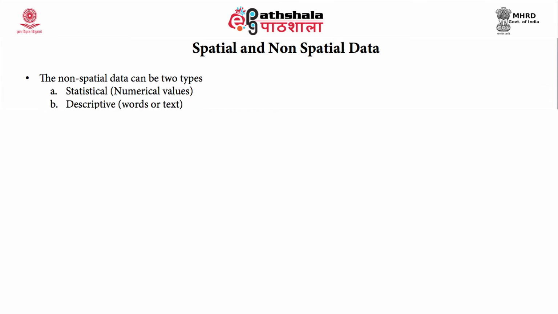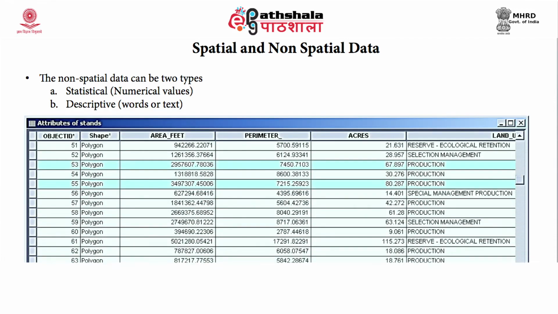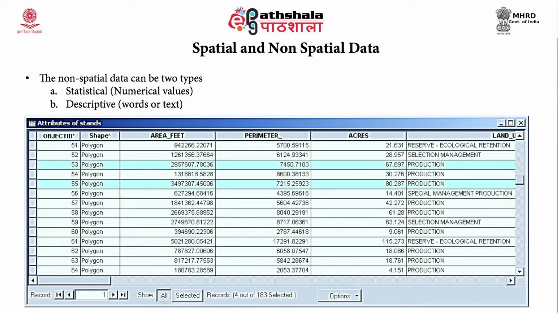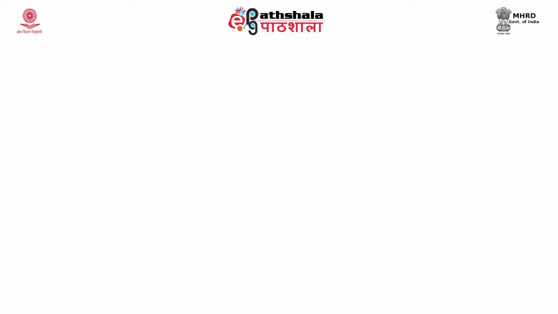Non-spatial data are of two types. The first one is statistical, which has a numerical value, and number two is the descriptive, which has a word or text. As you can see from the table given below, there are numeric as well as word or text in the attribute table. Now let us talk about the spatial data.